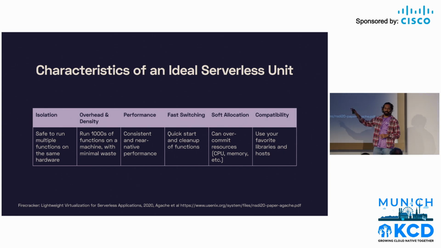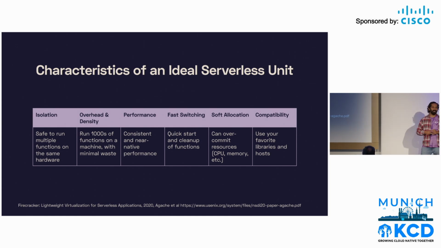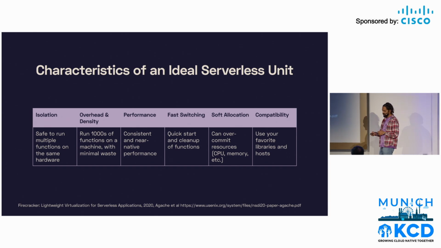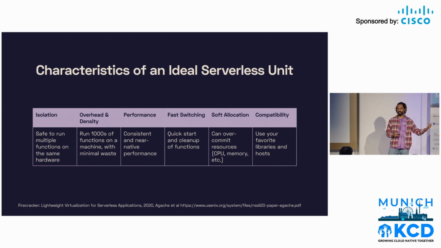You need density. Like we said, we need to run thousands of functions, have a very dense way of running all these applications on a piece of hardware to extract maximum value. We need performance that's consistent and near-native. That's always what we're looking for when it comes to performance. We need the ability to fast switch. All of these functions or serverless units are not long-running. They get an event, they do something, and they shut down. So you need to be able to shift between different functions and clean up once a function isn't used.